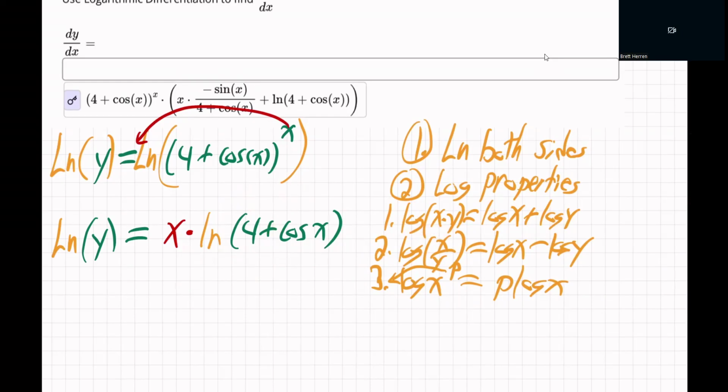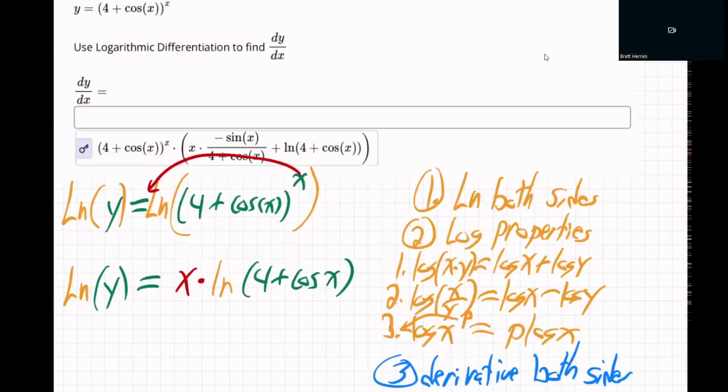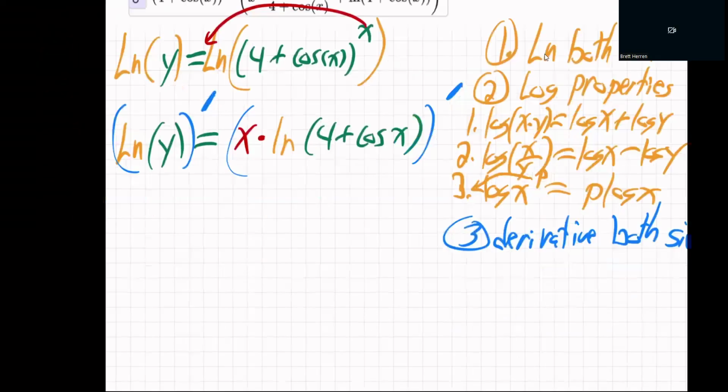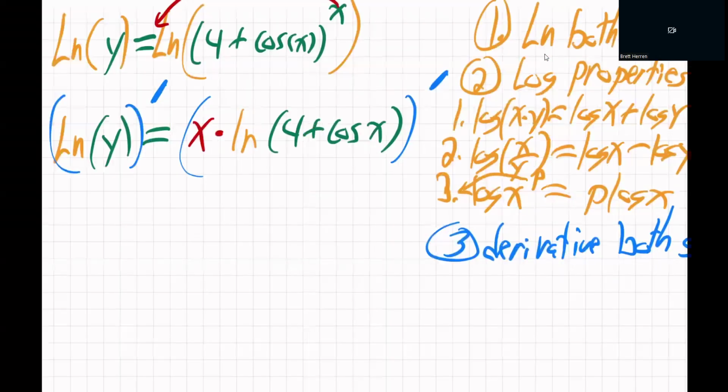Now what? Step three says take the derivative of both sides. Take the derivative of both sides. So I'm going to take the derivative of this side, the derivative of that side. Okay, now how do you take the derivative of that left side? Well, you've probably seen it a couple times now.